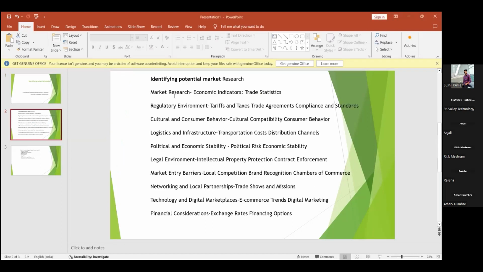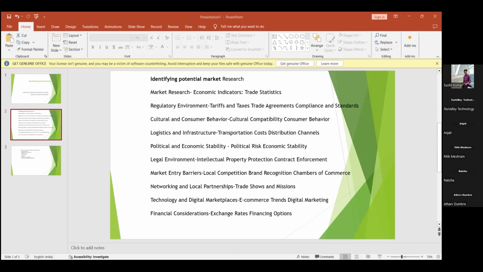First is how to identify the potential market through market research. We will talk about the regulatory environment, the culture and customers' behavior, logistics and infrastructure, political and economic stability, legal environment, market entry barriers, networking and local partnerships, technology and the digital marketplace, and also the financial considerations. What all we have to consider in the financial things.